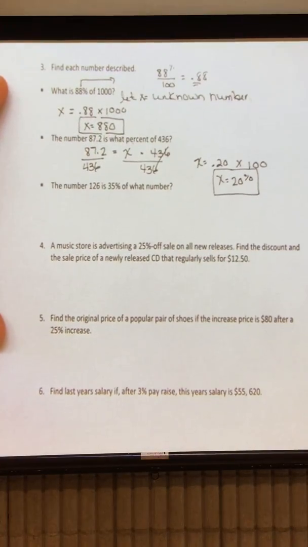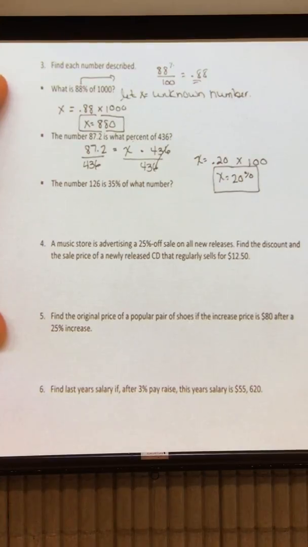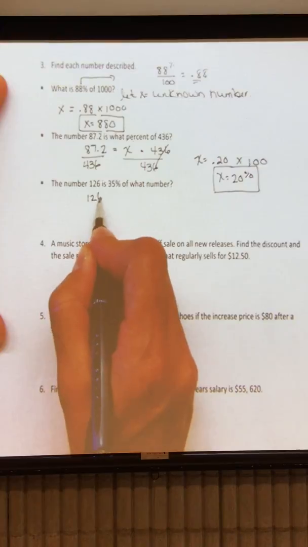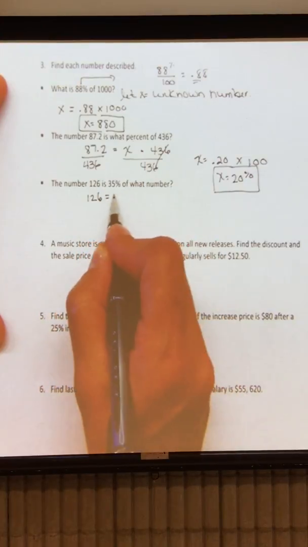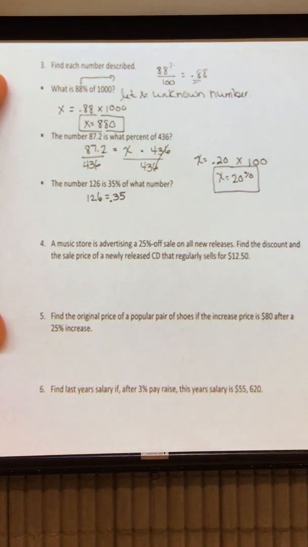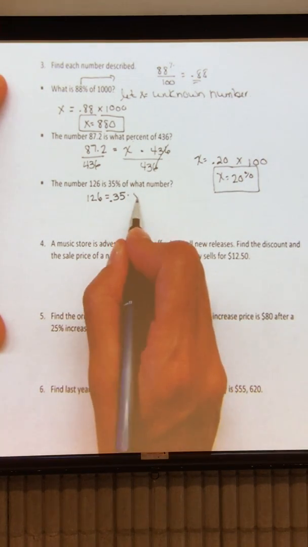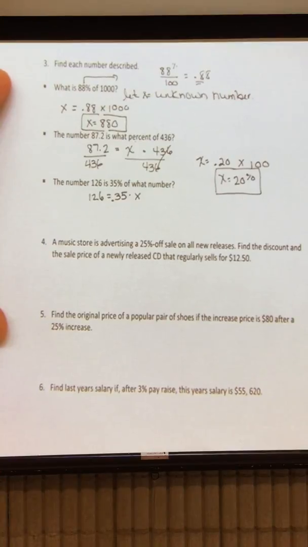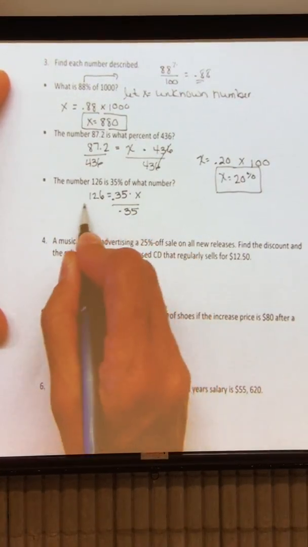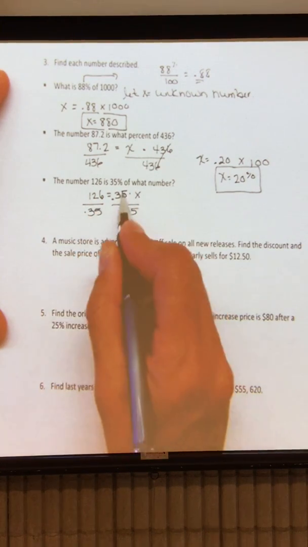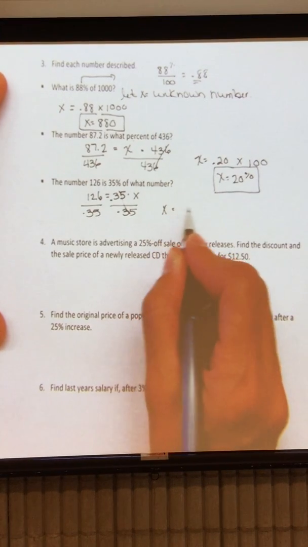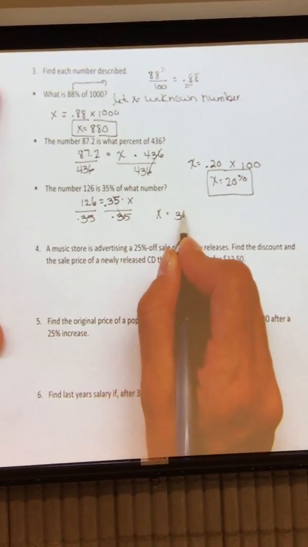The last problem from number 3, the number 126 is equal to 35%, again dividing by 100, of what number? So solving for x, we divide both sides by 0.35, and 126 divided by 0.35 is equal to 360.